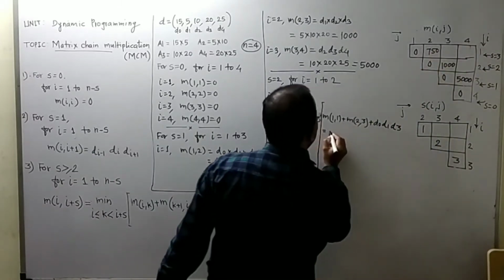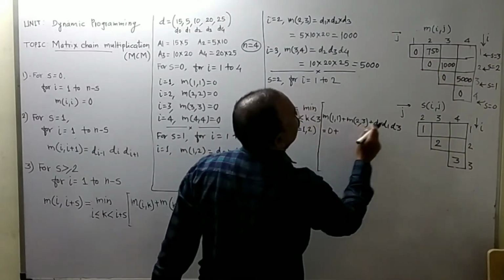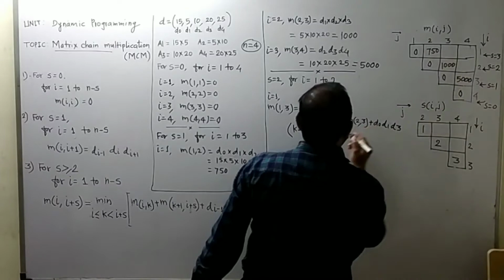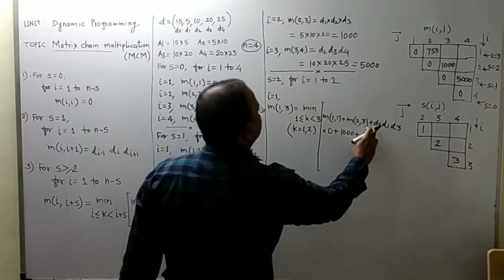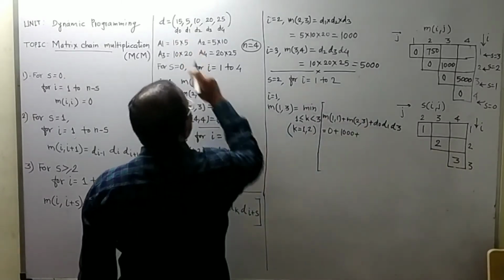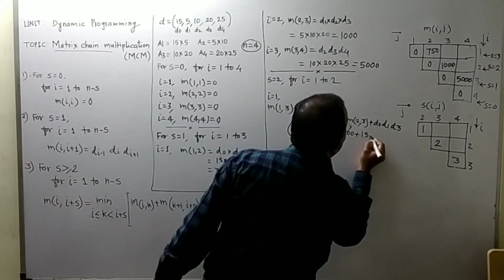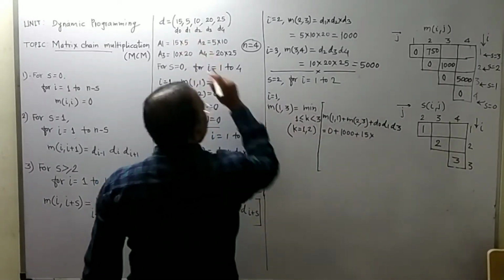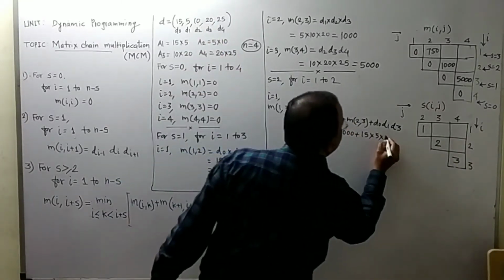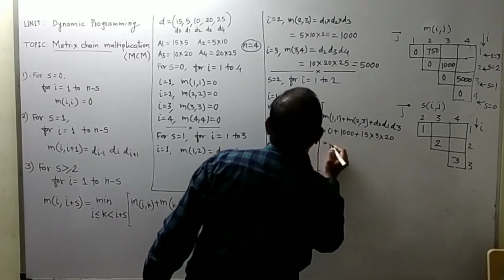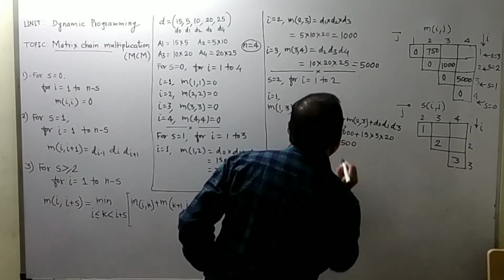M11 is 0, plus M23 is 1000, plus d0, the value of d0 is 15, the value of d1 is 5, the value of d3 is 20, is equal to 2500.